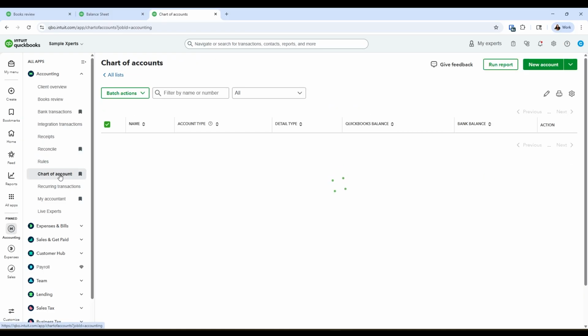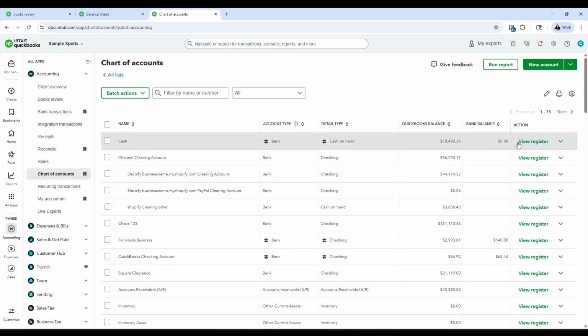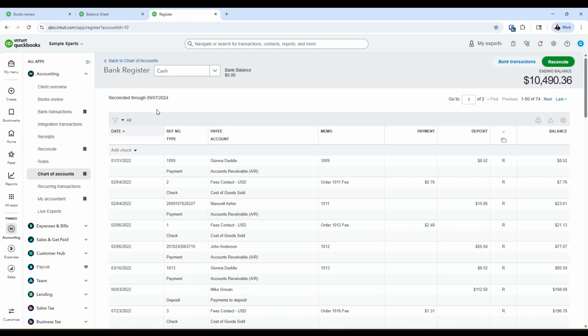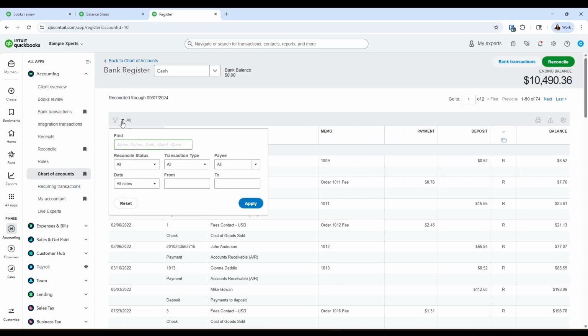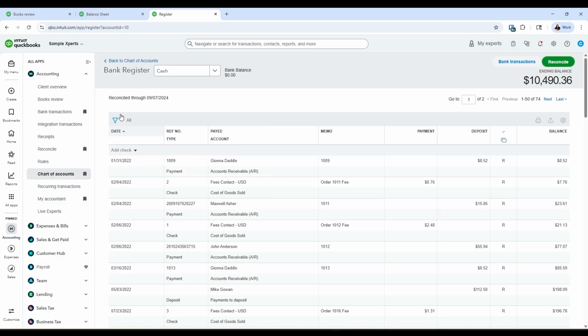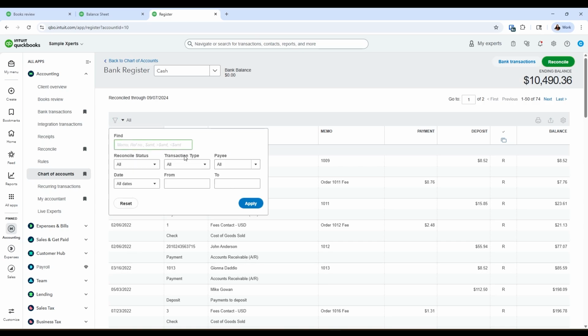So if you go to the chart of accounts, let's suppose this is a checking account, it says cash, but let's suppose it is the checking account. It's been reconciled to September 7th, 2024. And what I do is that I don't put anything on the front date. Let's start from the beginning. I want to click on this little funnel here on the left hand side and open up this box, and where it says to, I'm going to put the date of the last reconciliation, which was September 7th, 2024.